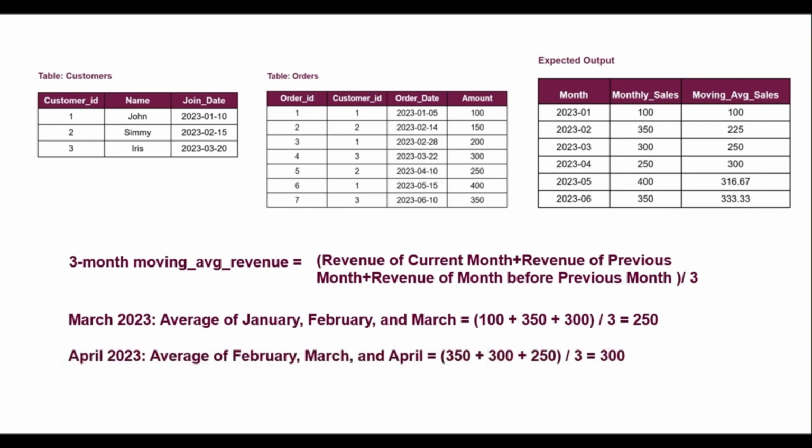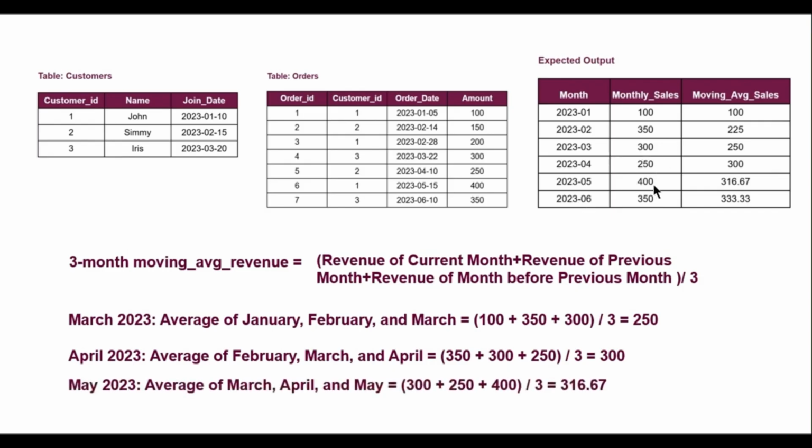Now for the month of May, it is going to be the average of March, April and May. So it will be 300 plus 250 plus 400 divided by 3. So this is how it is going to be, that will be 316.67.